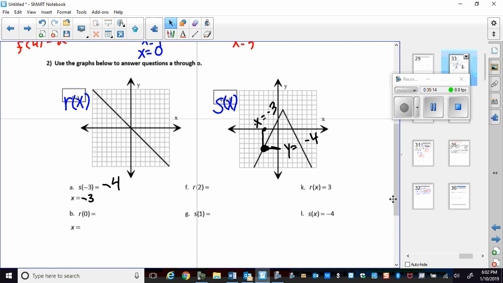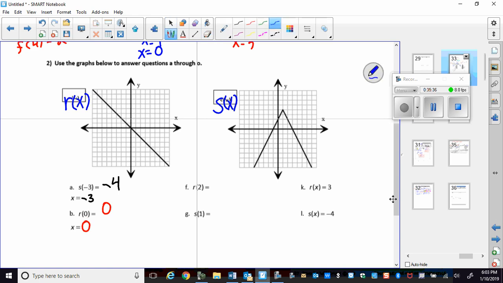We're going to try it again with letter B. For r of 0, that means the x equals 0 here. So we go to the r graph, we go to where x equals 0, this y value is 0. So I hope that made it easier for you to do these problems that we're about to do. So we're just finding x and y values.